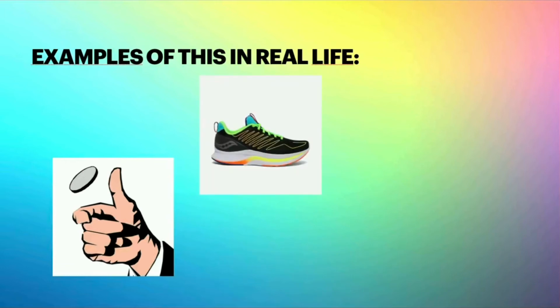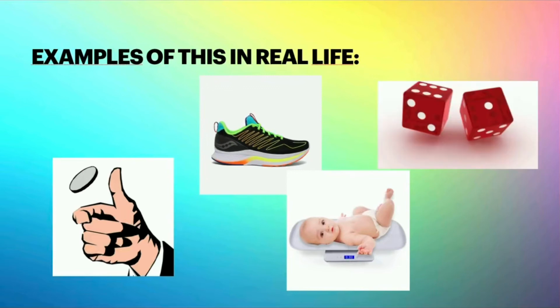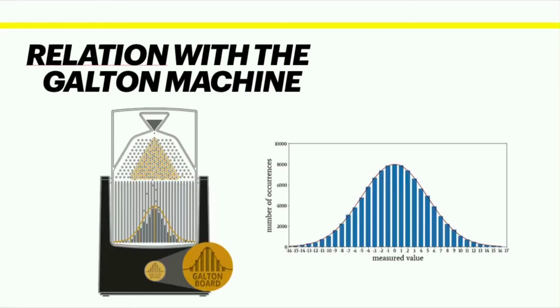For example, tossing a coin, shoe size, and birth weight, and also rolling a dice. Since my teammate Daphne already explained what the Galton machine does, now I'm going to explain the relationship between this machine and the normal distribution.